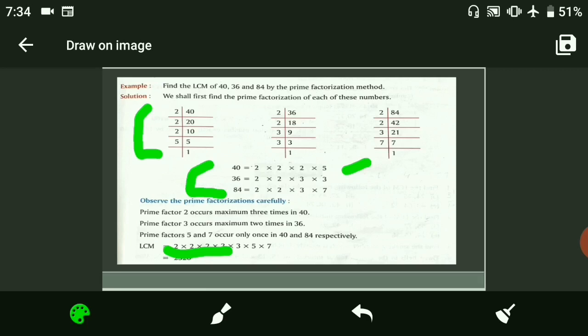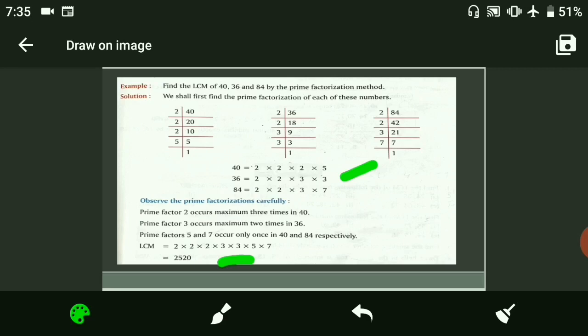The next number is 3. In which number does 3 come the maximum times? In 40 there is no 3. In 36 there are 2 3's. And in 84 there is only 1 3. So the maximum 3 is in 36. How many are there? 2. So you write 2 3's. Clear? You copy down both the 3's in the LCM. Clear? Now you see the next number.